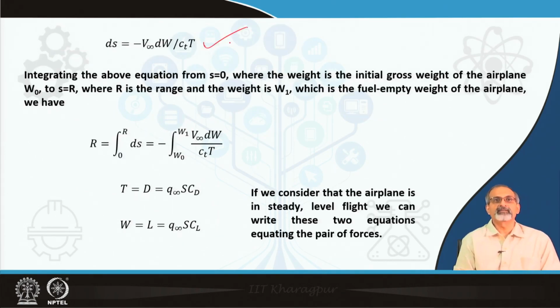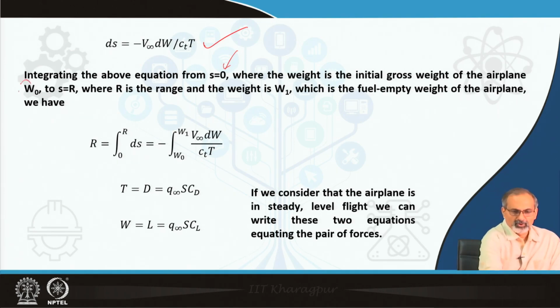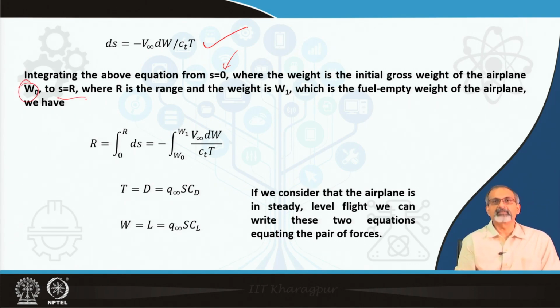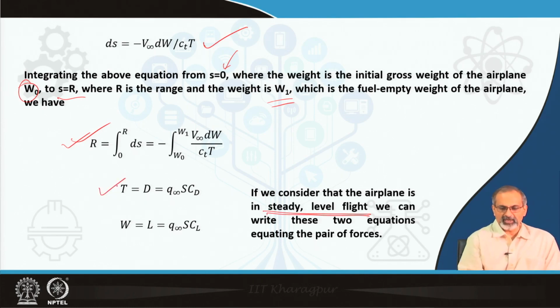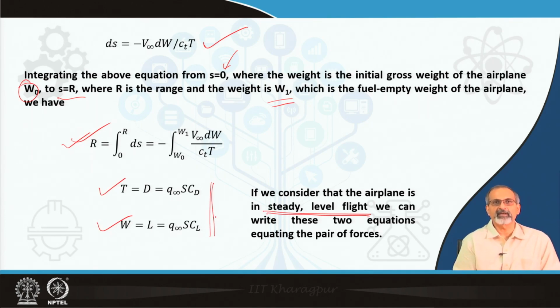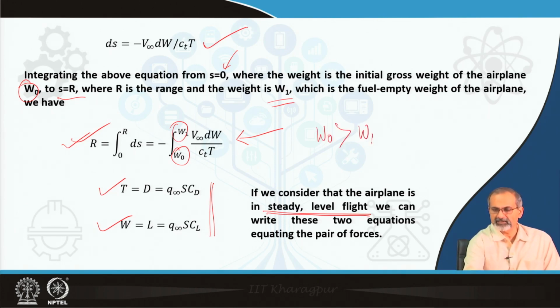So, you have the expression for ds, and then you integrate the above equation from s equal to 0, where the weight is the initial gross weight of the airplane, W0, to s equal to r, where r is the range and the weight is W1, which is essentially the fuel empty weight of the airplane. So, the range is worked out like this, and we assume steady level flight for this calculation, and therefore thrust equals drag, weight equals lift, and we also express them in terms of the aerodynamic coefficients as far as drag and lift are concerned. In the integral here, we have the two limits, where notice that W0 is definitely larger than W1.